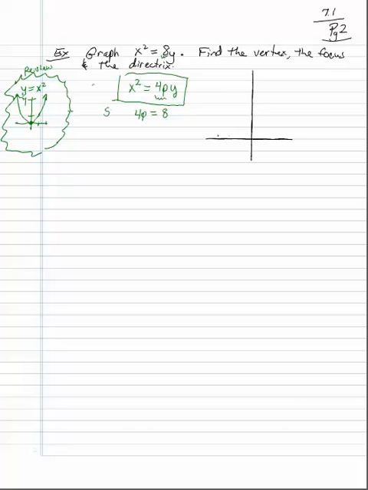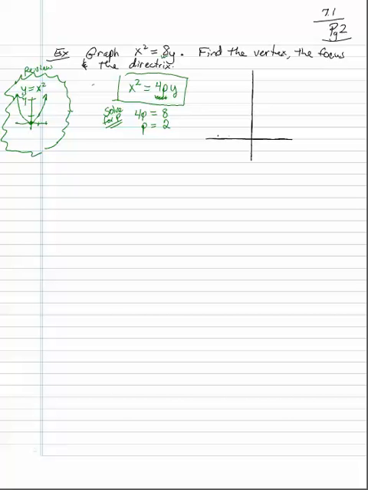So you're going to solve for p. Remember, this is the standard equation, x squared equals 4py. The equation that I want to graph is x squared equals 8y. So the 8 must be equal to 4p. So p equals 2. So now I know that p equals 2.